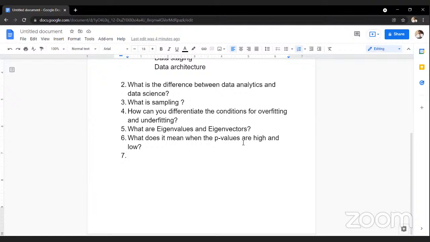Okay, so we will be dealing with one more question today. What is resampling, guys? What is resampling?